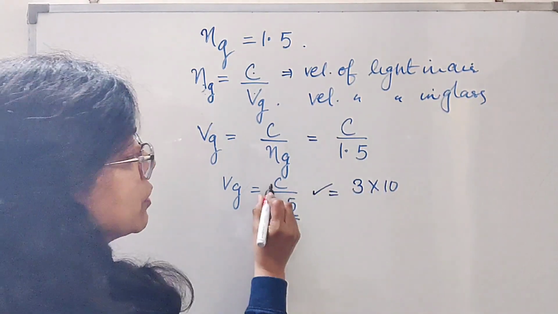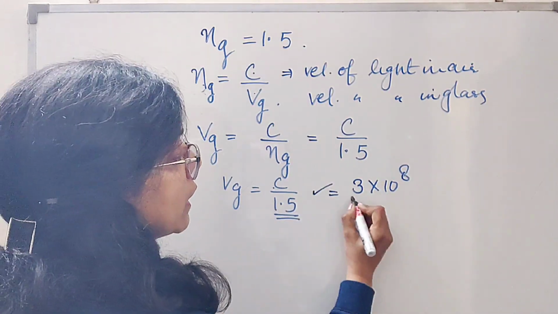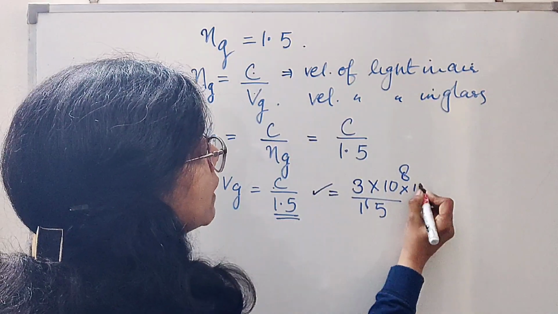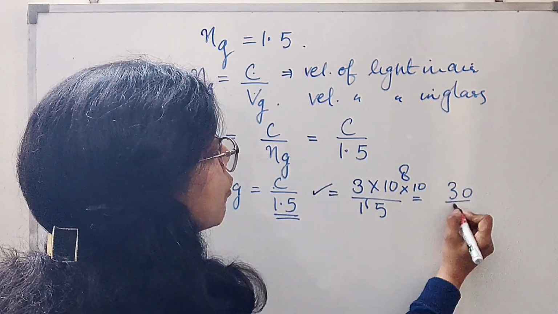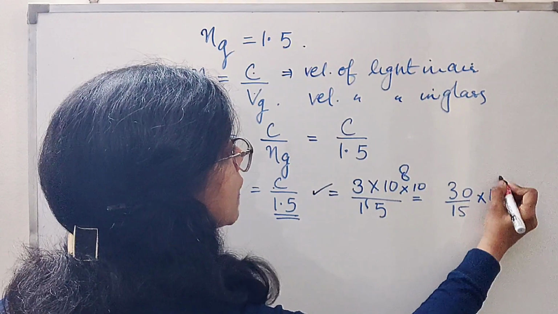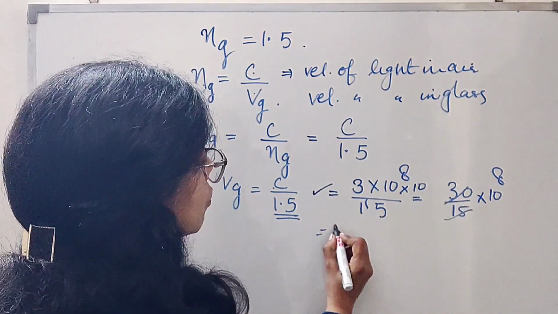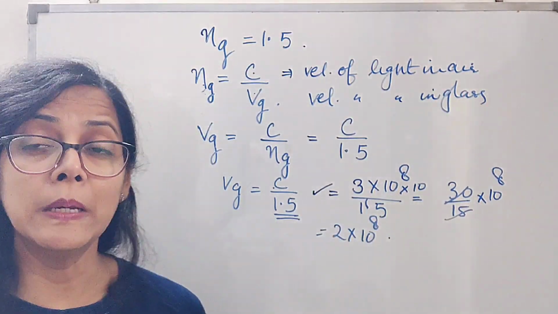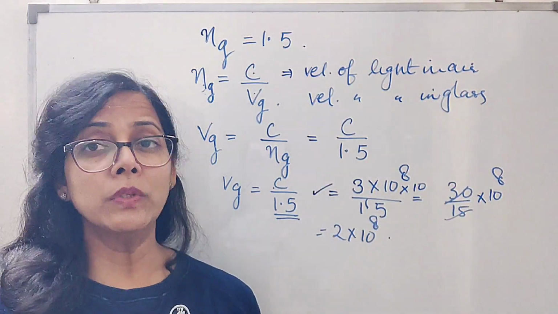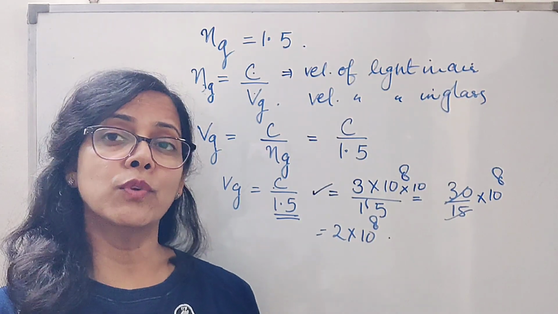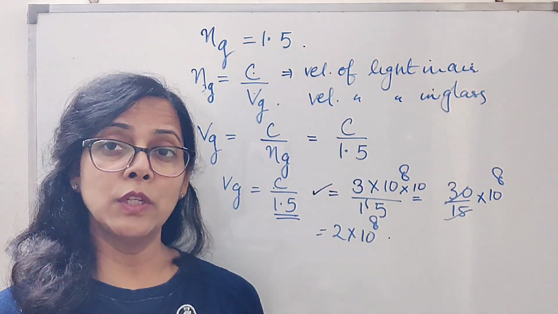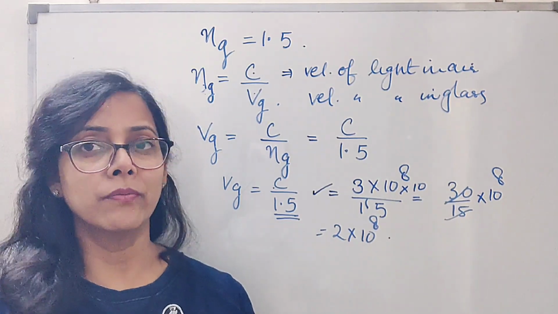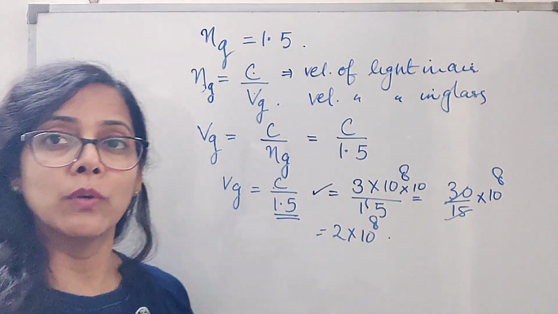We know that the velocity of light in air is 3 into 10 to the power 8, upon 1.5. You can find this value: it will be 30 upon 15 into 10 to the power 8, and this will give you 2 into 10 to the power 8. So if it is a 1 mark question, then simply write that the meaning of the statement is that when light travels from air to glass, the velocity of light in glass will become slower by a factor of 1.5. Okay, now is it clear? Now see the next question.